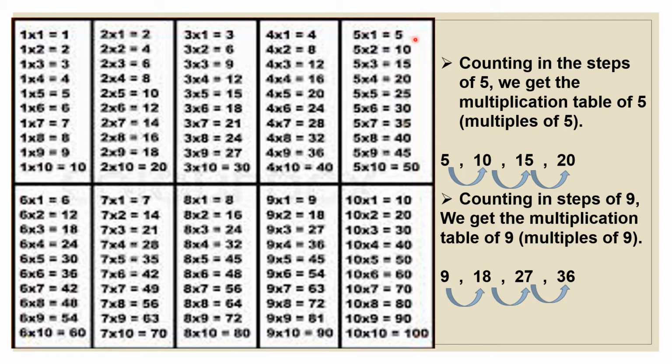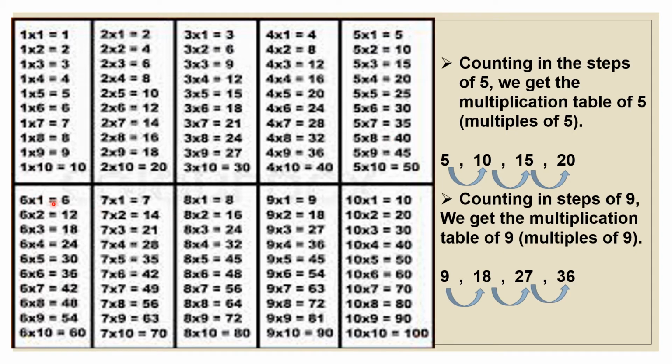So what am I doing? I am counting on in steps of 5. Plus 5, plus 5, plus 5, plus 5. So what am I getting here? I am getting the multiplication table of 5. I am getting multiples of 5. What are multiples of 5? The numbers which come in the table of 5 are multiples of 5. The numbers which come in the table of 6 are multiples of 6. The numbers which come in the table of 7 are multiples of 7. So this is the case with multiplication tables.